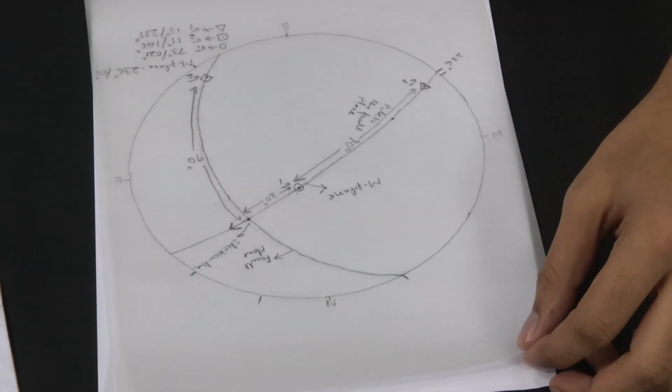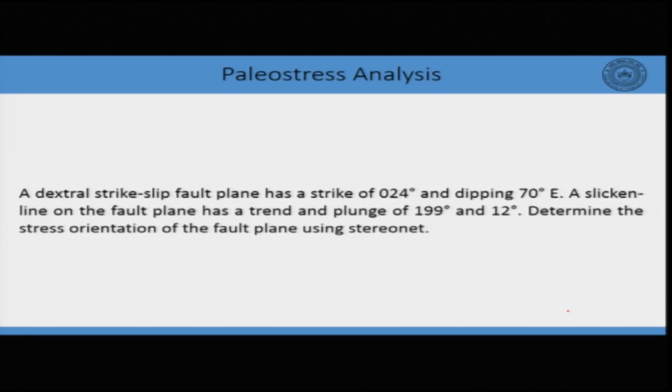Now we will go to the second question. The question is: a dextral strike slip fault plane has a strike of 24 degrees and dips 70 degrees east. A slickenside line on the fault plane has a trend and plunge of 199 degrees and 12 degrees. Determine the stress orientation of the fault plane using the stereonet. So, we know that the fault is a dextral strike slip fault, and we will use the stereonet to determine the stress orientation of this fault.